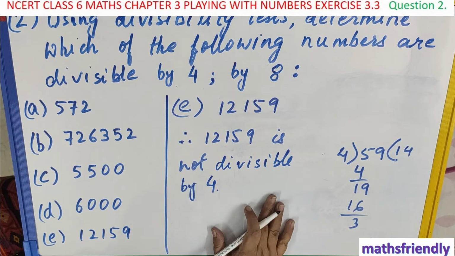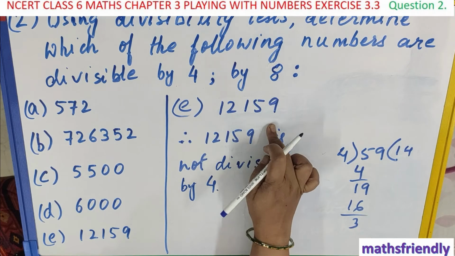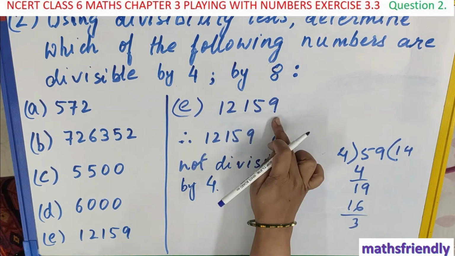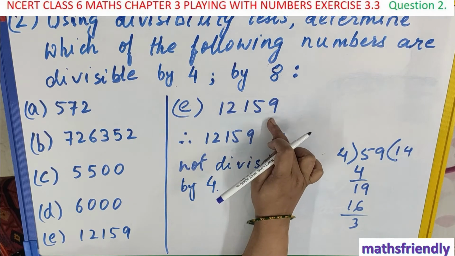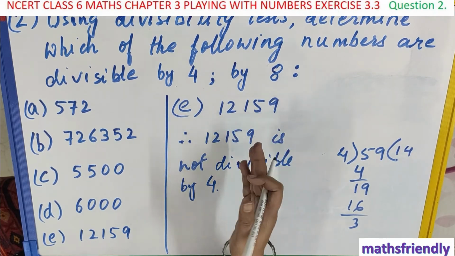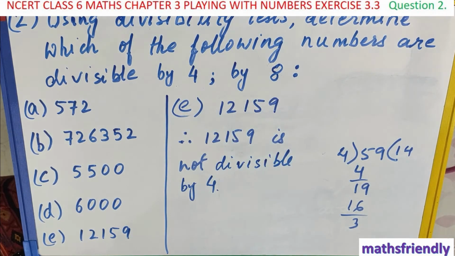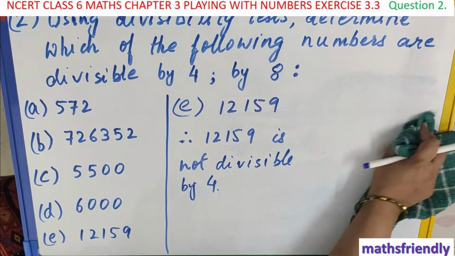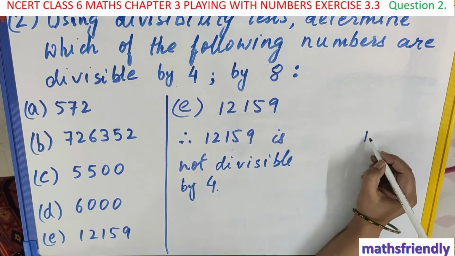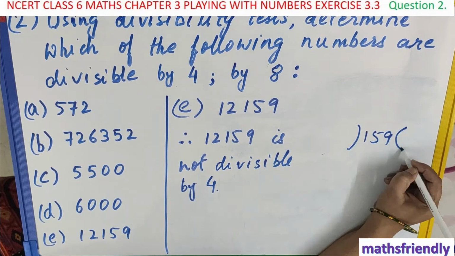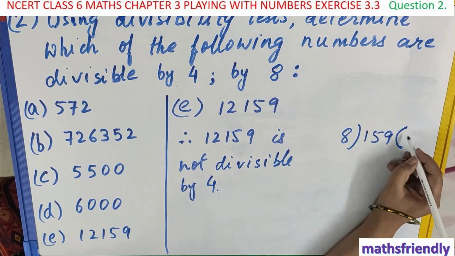Okay, now let us check whether this number is divisible by 8 or not. For that we have to check whether the number formed by the last three digits is divisible by 8 or not. If that number is divisible by 8, it means the whole number is divisible by 8. So we have to check whether 159 is divisible by 8 or not.